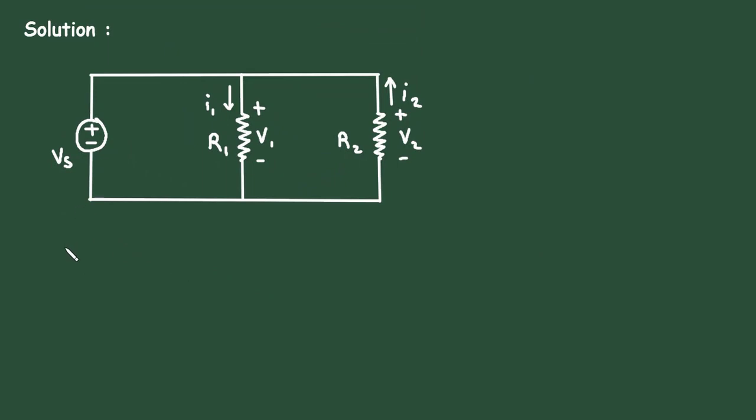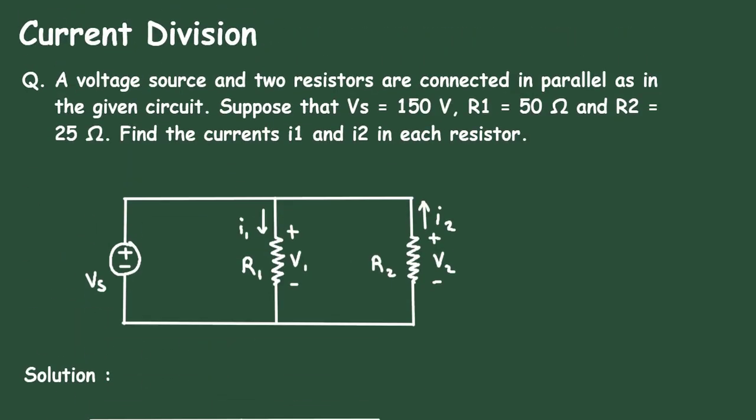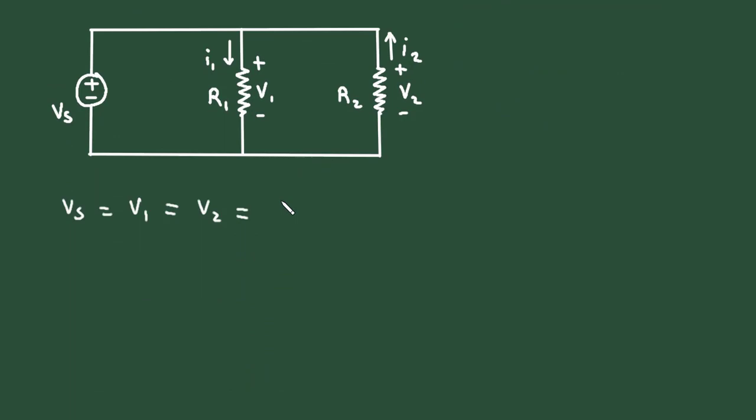First of all, let's write Vs is equal to V1 is equal to V2. Here we can see the polarity of all the voltages are same. The value of Vs is 150 volt. So it will be 150 volt.